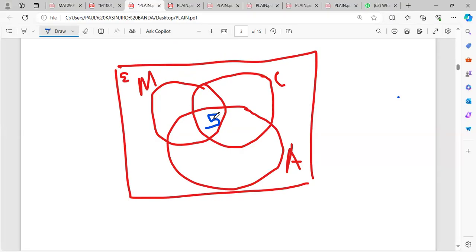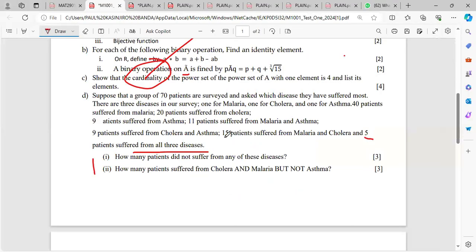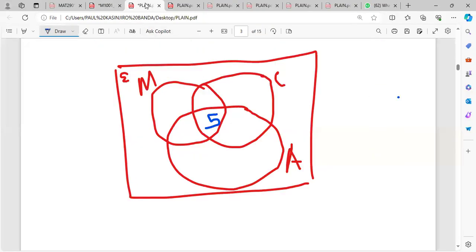Okay, then from the intersection of all the 3 sets, I'm now going to the intersections of two sets. I'm going to go for malaria and cholera, cholera and asthma, and malaria and asthma. If we go on the question, how many students suffered from malaria and cholera? Here we can see that 15 patients suffered from malaria and cholera. In the malaria and cholera, I've already put 5, right? So from that 15, I'm going to subtract 5, and then I'm going to put what is remaining here, which is the 10. You can see that this makes 15 suffered from malaria and cholera, right?